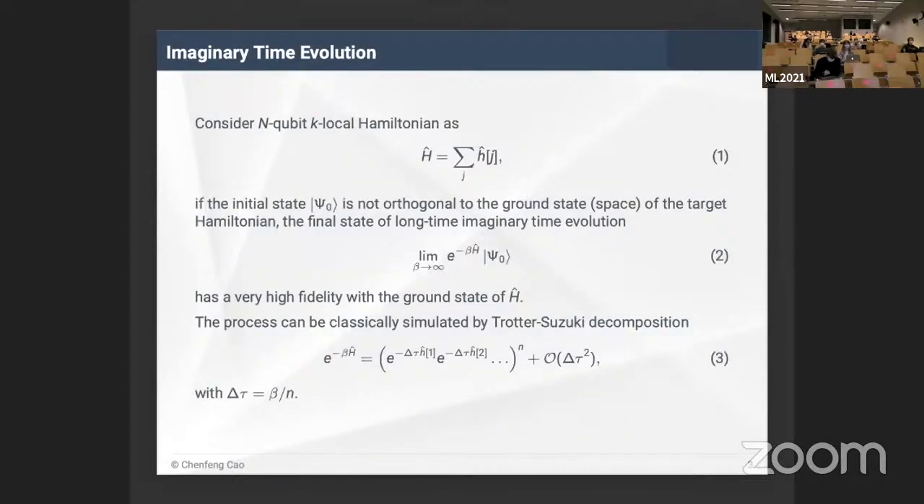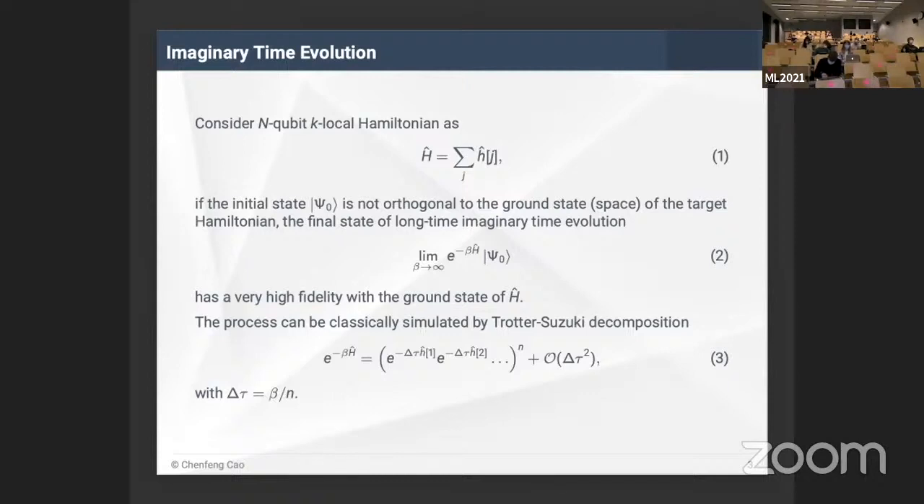First, I will briefly introduce the numerical method called imaginary time evolution. Let's consider a Hamiltonian H, and H can be written as the summation of some k-local terms, Hj. If the initial state psi 0 has a non-zero overlap with the ground state of H, then after long time imaginary time evolution, e to the minus beta H in equation 2, the final state has a high fidelity with the ground state of H.